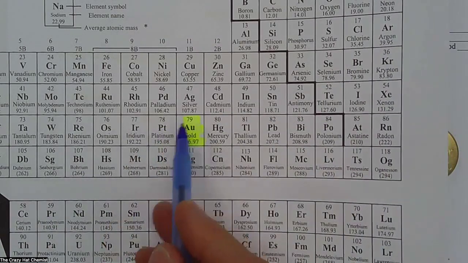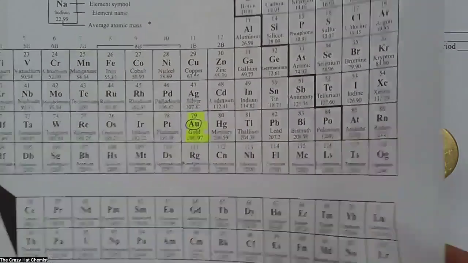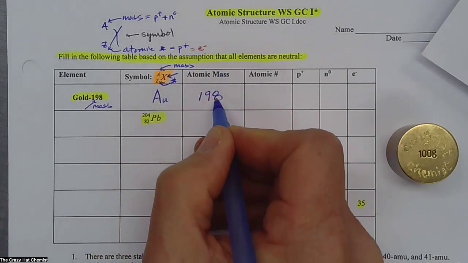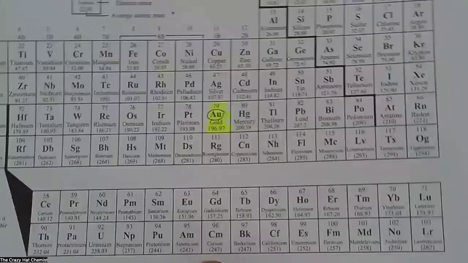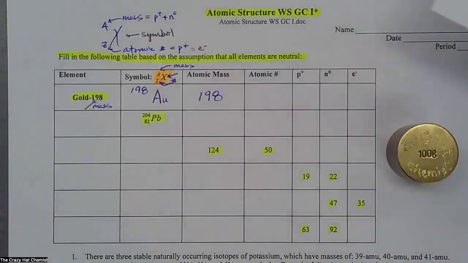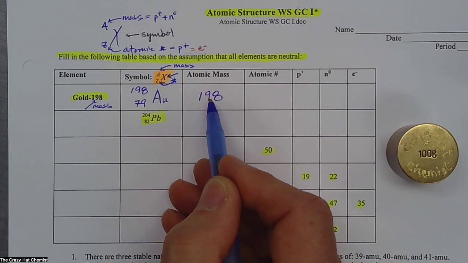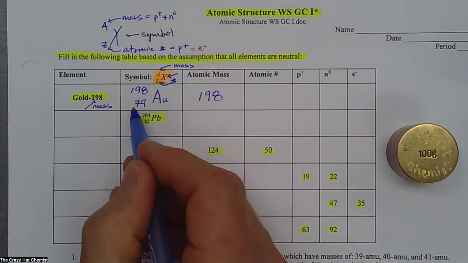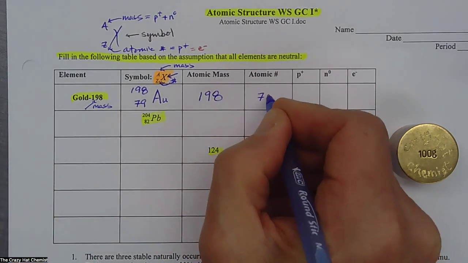We're going to copy some of this information here. The symbol is a capital A, lowercase u. The mass is 198. And the atomic number right here is 79. There it is. All right, so we have the mass as 198, which is the sum of the protons and the neutrons. The atomic number is 79, which is the Z in our symbolic notation.